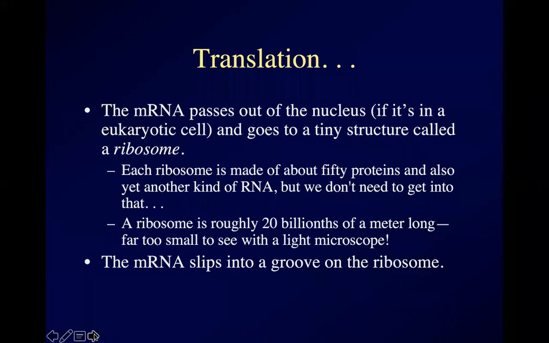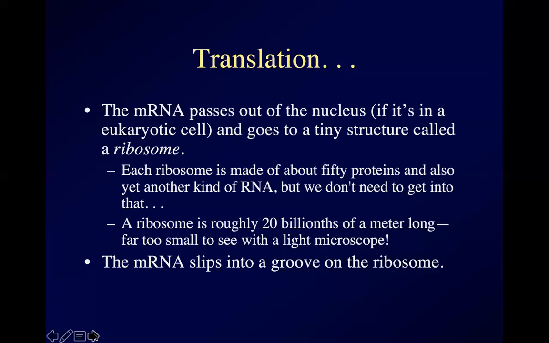If it's a eukaryote, the messenger RNA can pass out of little tiny holes in the nuclear membrane called the nuclear pores. And they go out to a tiny structure called a ribosome. There are at least millions of ribosomes in a typical eukaryotic cell. I'm not really sure how many they are, but it's a whopping big number.